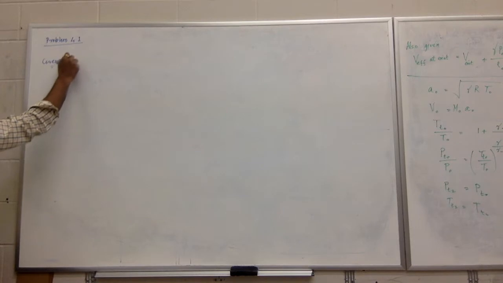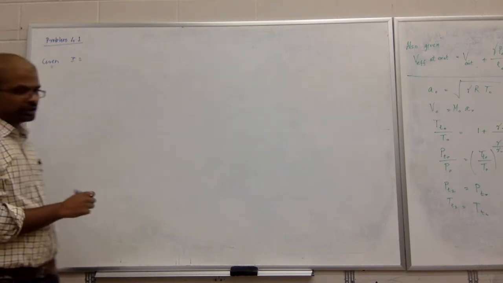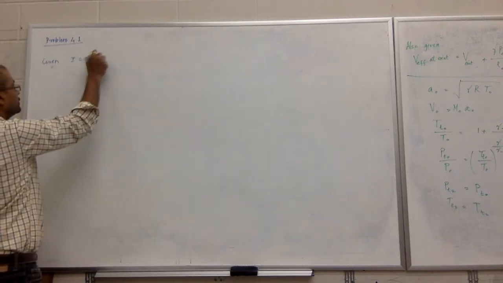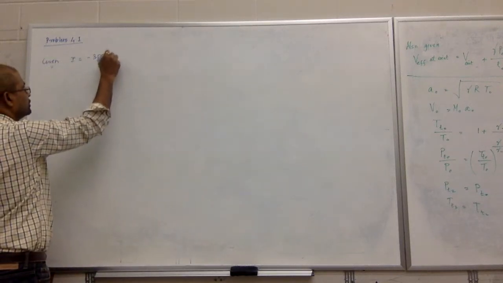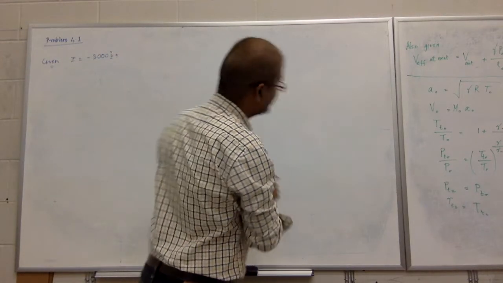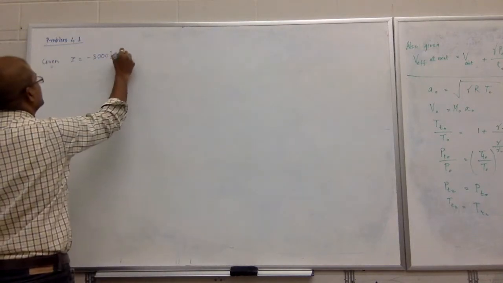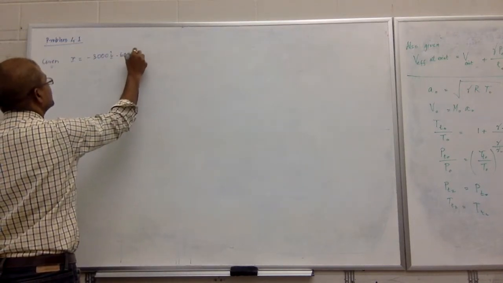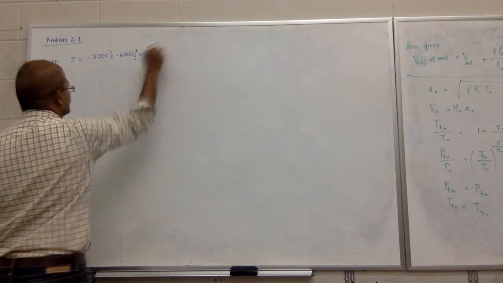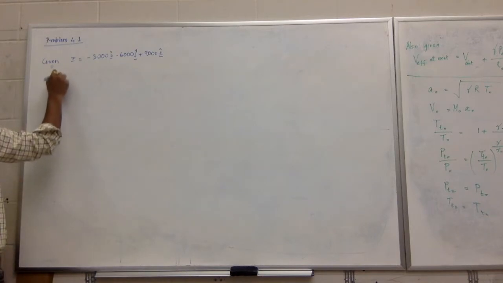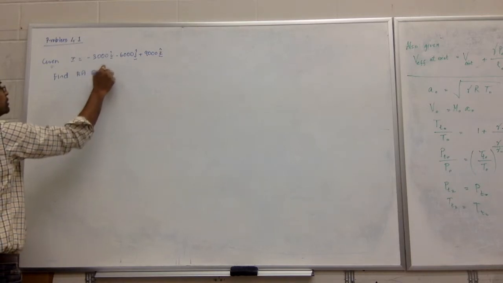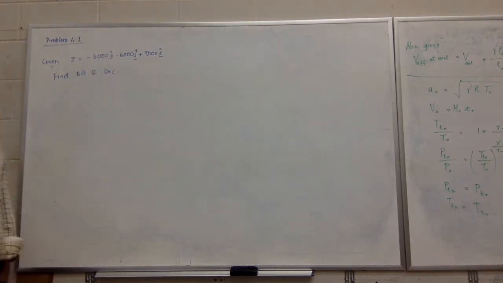Given, let's look at the first one. R is equal to minus 3000 I plus minus 6000. Find right ascension and declination. Can you guys do this on the exam?